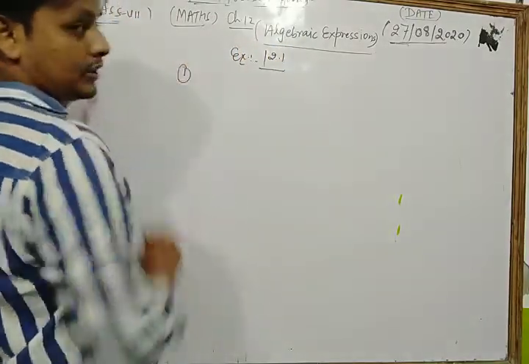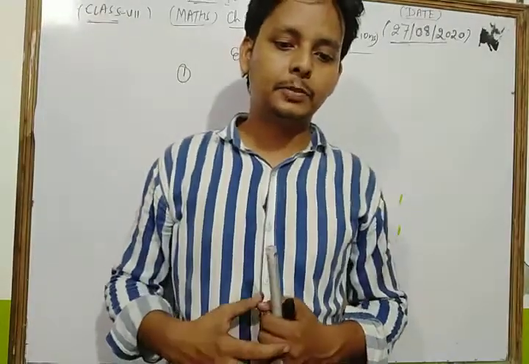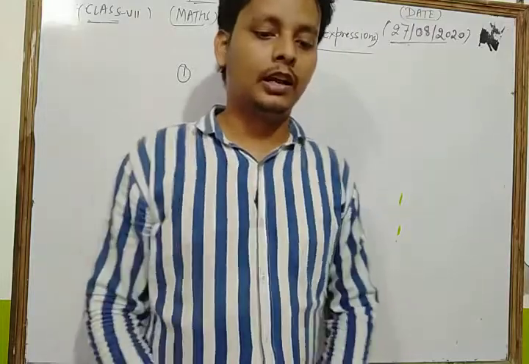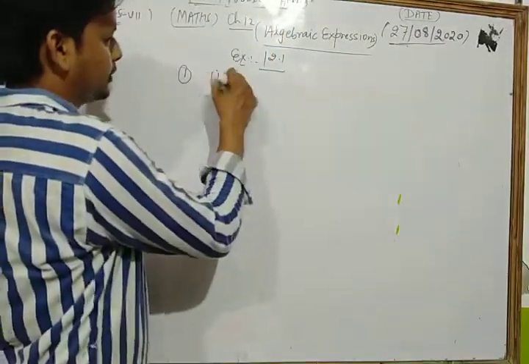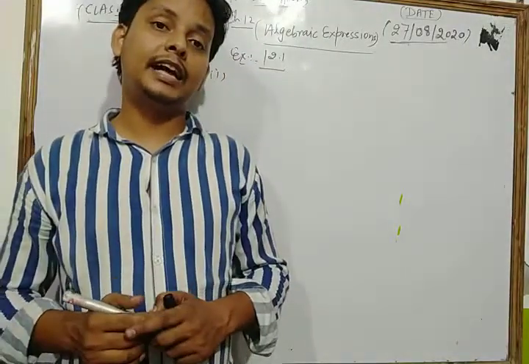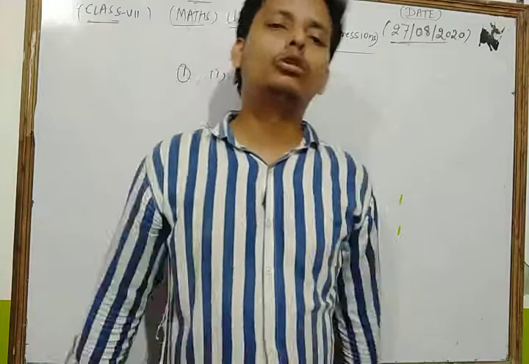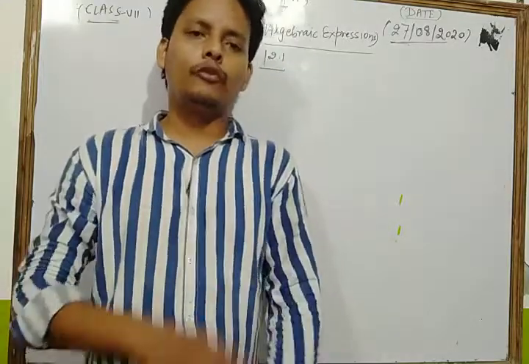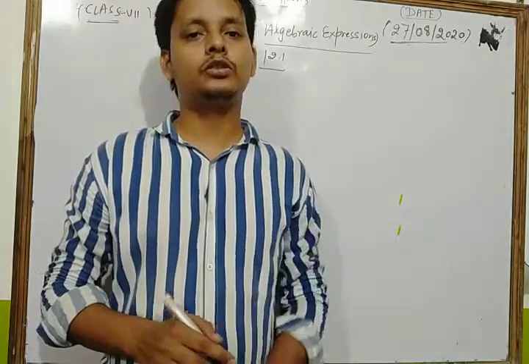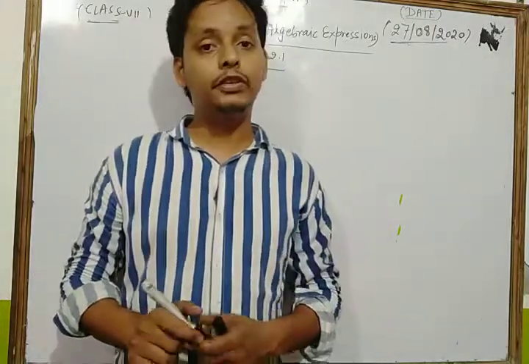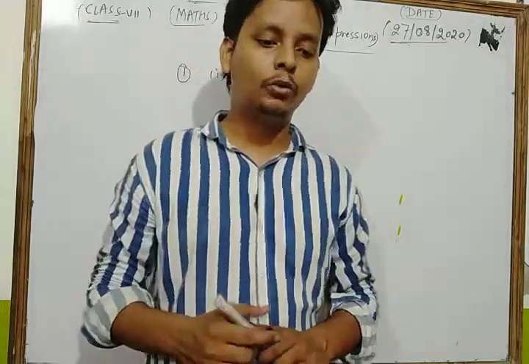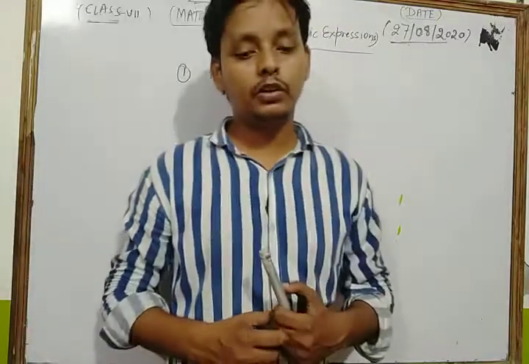The first question of the exercise is: write the algebraic expression in the following cases using variables, constants and arithmetic operations. Here we write an algebraic expression using variables, constants and arithmetic operations like addition, subtraction, multiplication and division. These are called arithmetic operations. Now we take and solve the first part of this question.